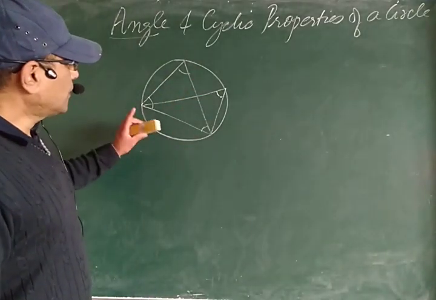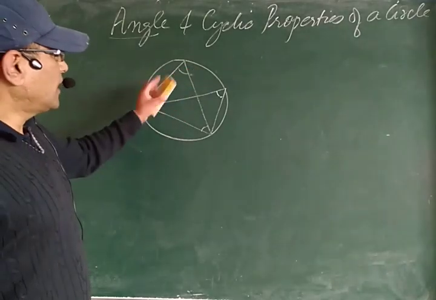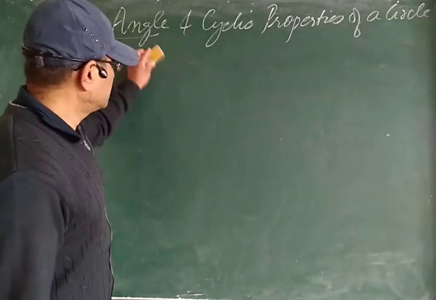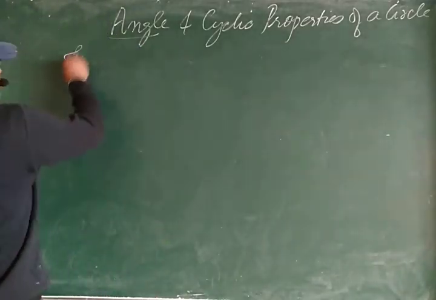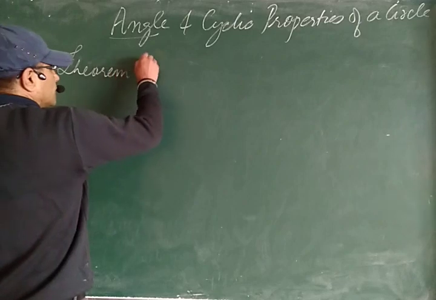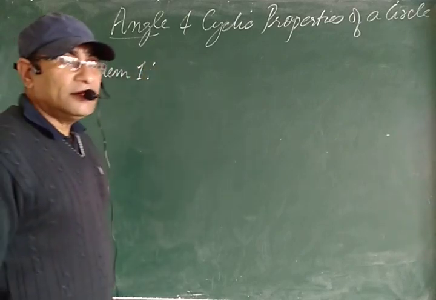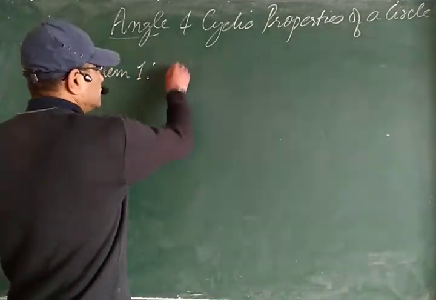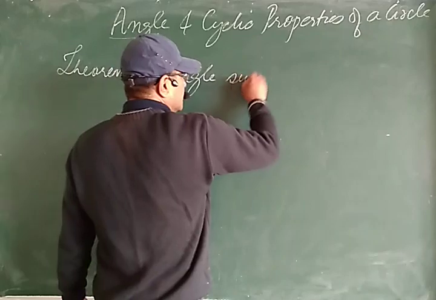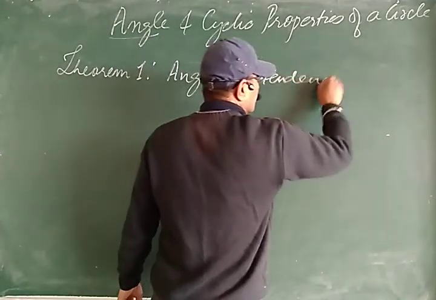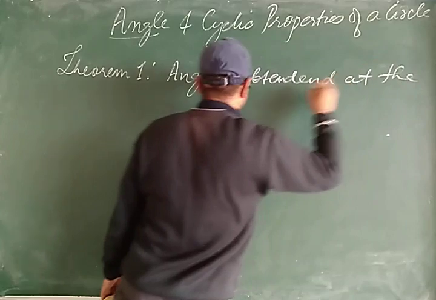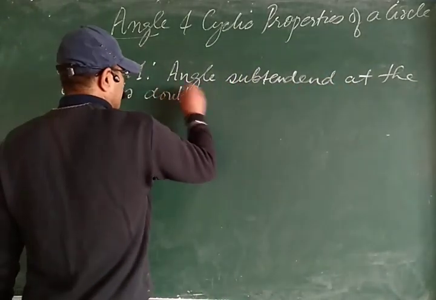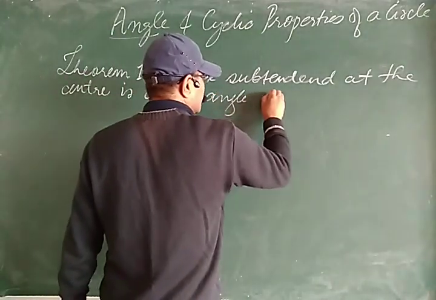Okay, so what properties do they have whenever angles have been formed in a circle? So now we go to the theorem. The first theorem says that angle subtended at the center is double angle at the circumference.